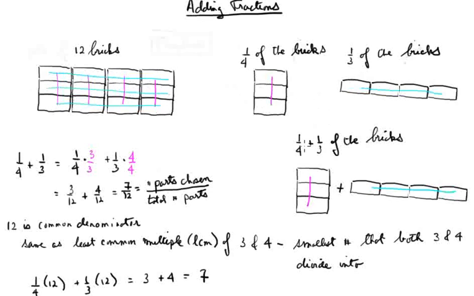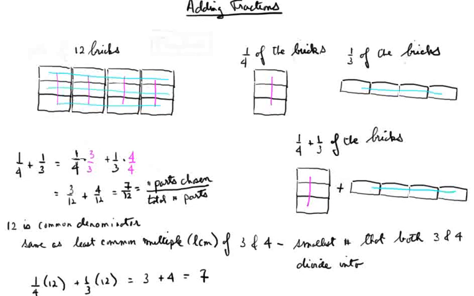And so if I wanted, therefore, to get 1/4 plus 1/3 of the bricks, that would be the sum of these two. And as you can see, there would be 7 bricks right there. On the other hand, in fraction notation, adding 1/4 plus 1/3 requires that I get a common denominator between 4 and 3, which is 12.